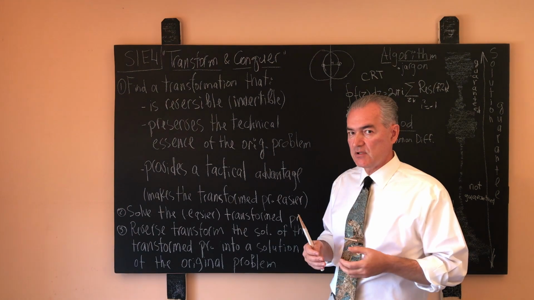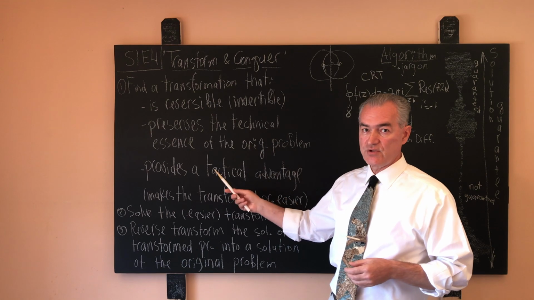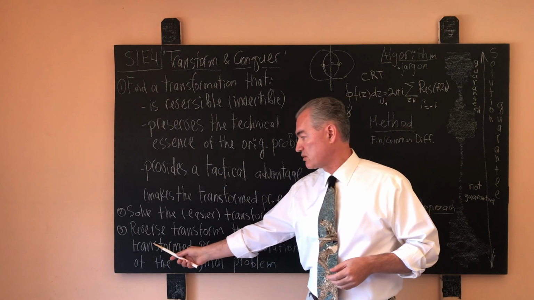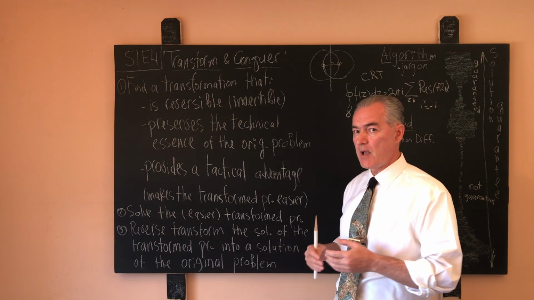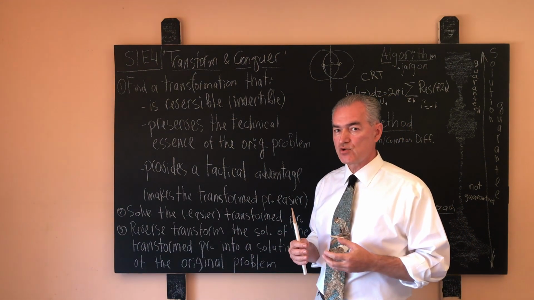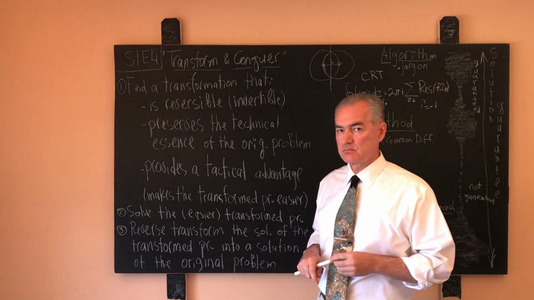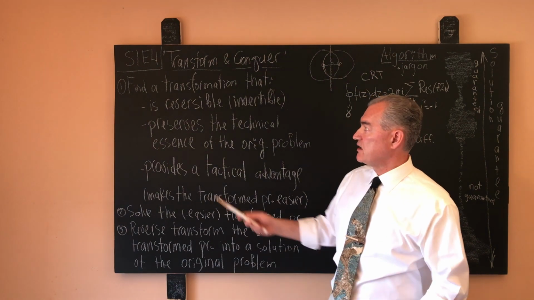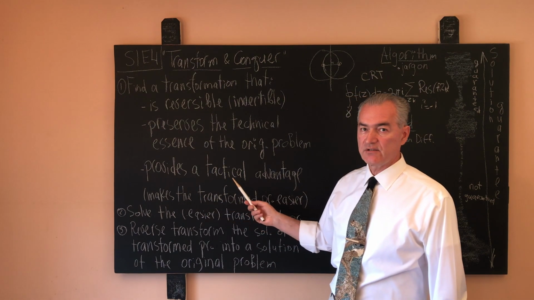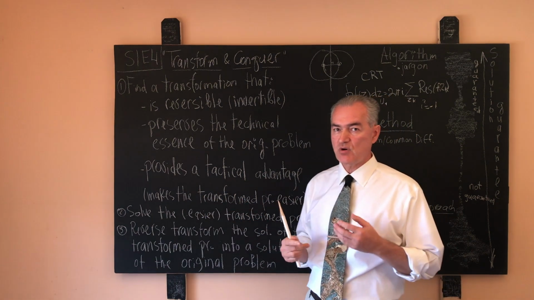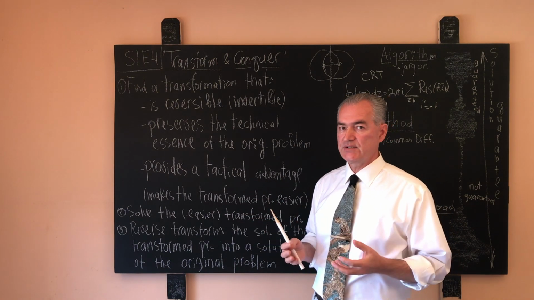Consequently, if the candidate transformation does preserve the technical essence of the original problem, then on the third step, when we flip that solution of the transformed problem back, we will obtain a solution of precisely the original problem and not some other problem. Lastly, the candidate transformation should provide us with a tactical advantage, or should make the process of searching for a solution of the transformed problem easier.